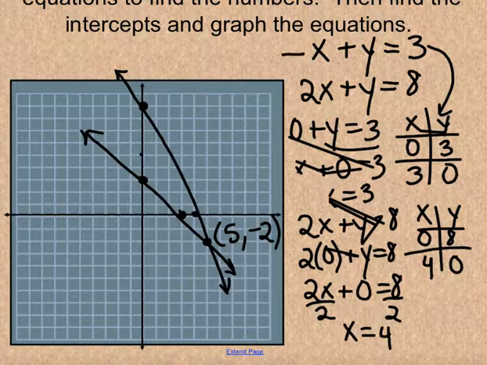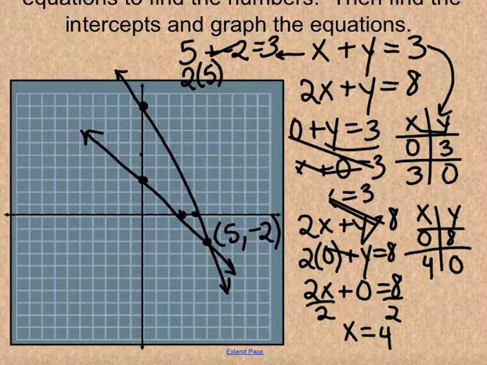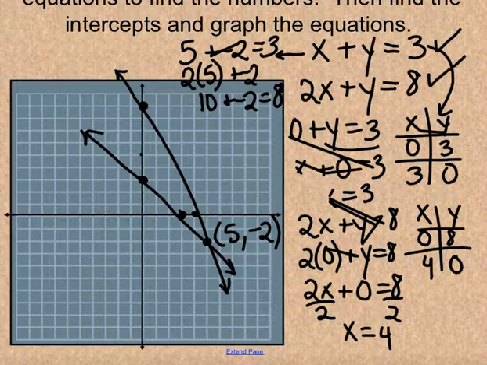So first, we're going to plug it in up here. If we do x as 5 and y as negative 2, does that give me 3? Yes, it does. And let's plug it in the other one. 2 times 5 plus a negative 2. Well, that's just 10 plus negative 2, which gives me 8. So it works for the first one, and it works for the second one, meaning that that is the answer to my riddle. 5 is the first number, negative 2 is the second number.